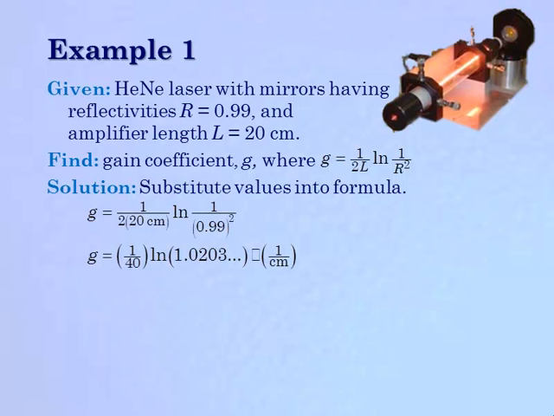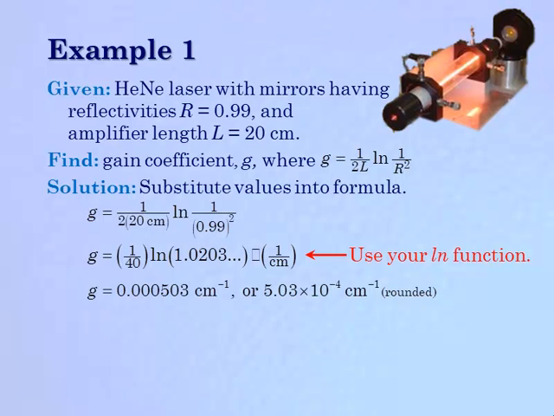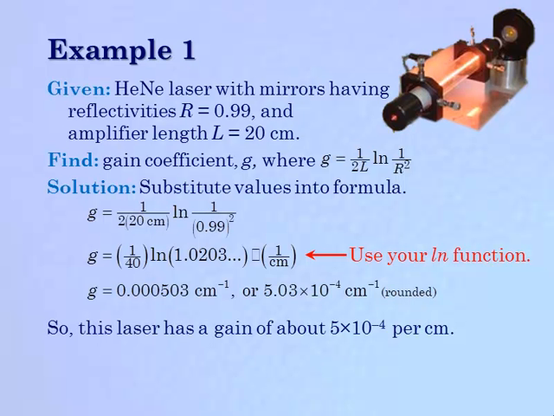The first thing we're going to have to do is square that 1 over 0.99, and we get 1.0203, and we have 1 over 2 times 20, which is 1 over 40, and we pull the 1 over centimeters over so that it doesn't get mixed up with our calculations. Now we get to use our natural log function on our calculator. So go ahead and do that, and the answer will be 0.000503 per centimeter. Or if we put it in scientific notation, it'll be 5.03 times 10 to the negative 4 per centimeter. So this laser has a gain of about 5 times 10 to the negative 4 per centimeter.